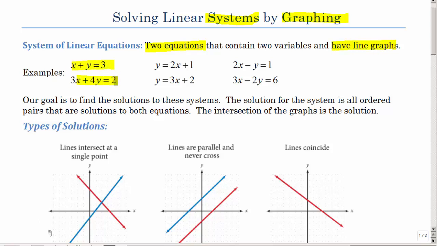For example, this is a system, more than one line. And our goal in this lesson is to see what point or points these lines have in common, because that will be the solutions to these systems. The solution for the system is all ordered pairs that are solutions to both equations, meaning the x and y value has to work not only in one equation, but also has to be true in the other equation. The way we're going to find that today is by graphing it, and where the graphs intersect is the solution.